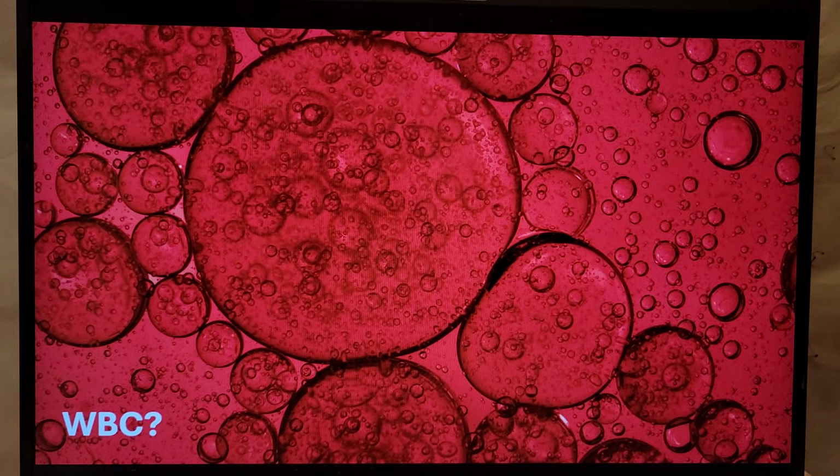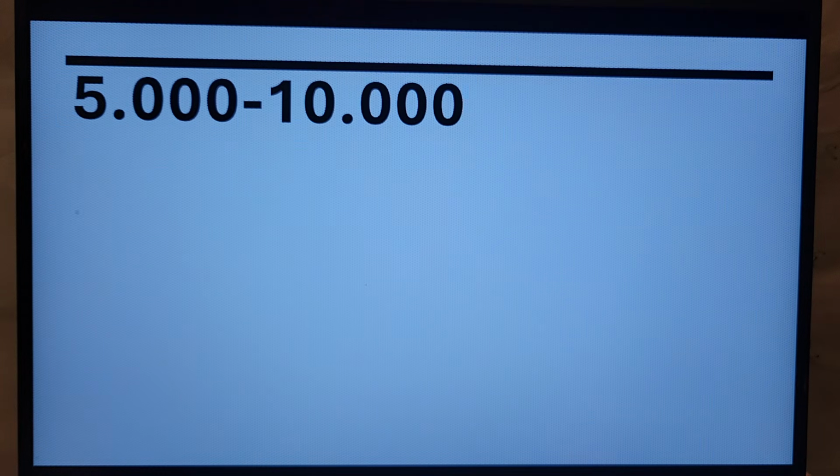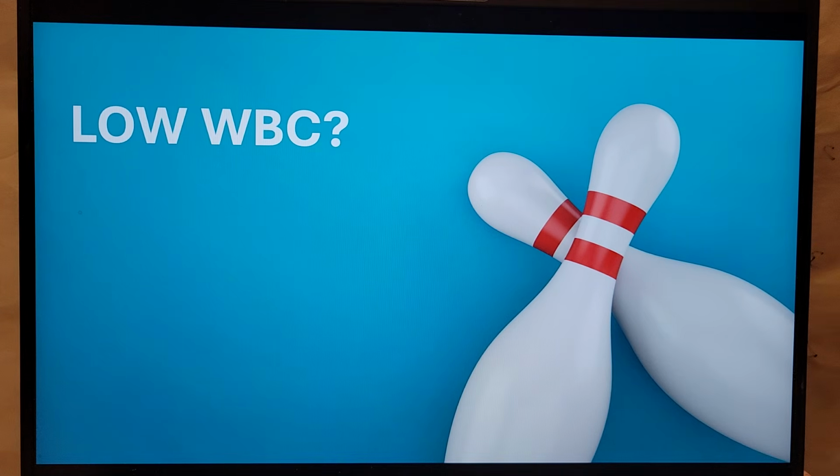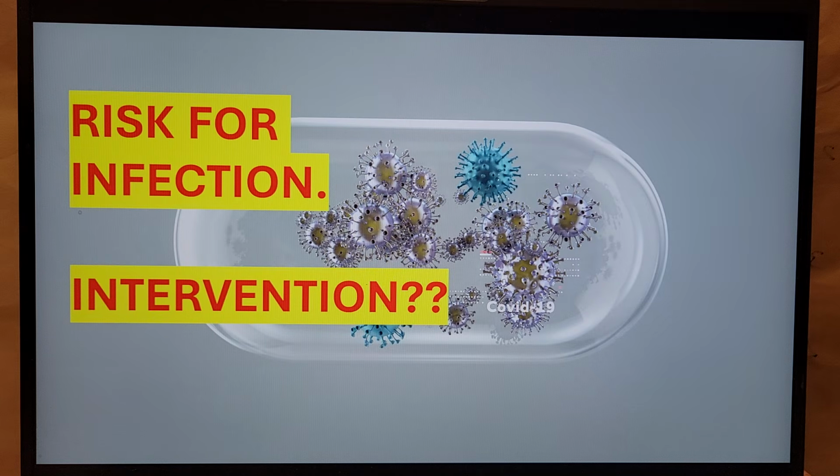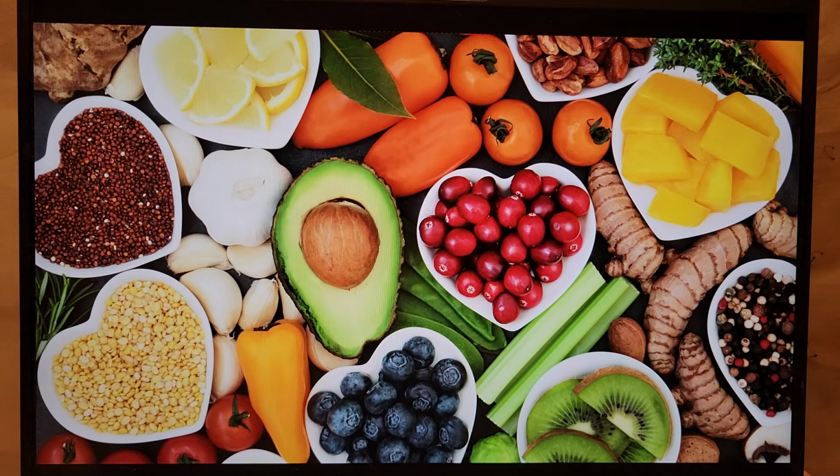White blood cell, please memorize 5,000 to 10,000. If too low, then they are at risk for infection. Please know all the interventions.